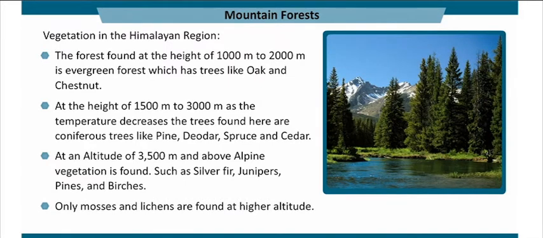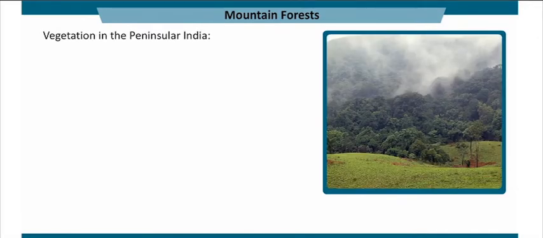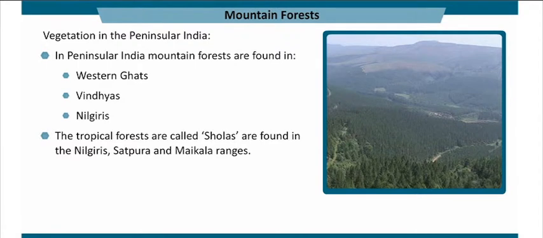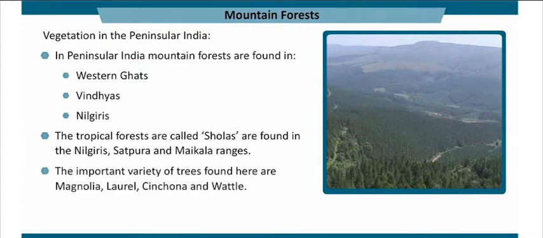The southern slopes of the Himalayas are covered with these types of forests, and parts of the eastern states of India have coniferous forests. Vegetation in Peninsula India. In Peninsula India, mountain forests are found in the Western Ghats, Vindhyas and the Nilgiris. The tropical forests called sholas are found in the Nilgiris, the Satpura and Maikala ranges. The important varieties of trees found here are magnolia, laurel, cinchona and wattle.